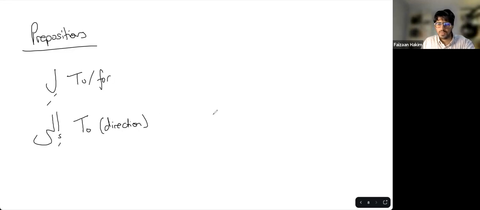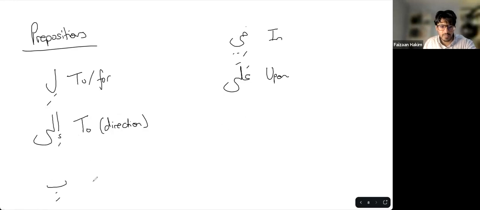So group these up. Then we have fi means in. You have ala, which means upon. Now the really important one is bi. I'll put it here actually. Bi means with. Bi, bismillahi.